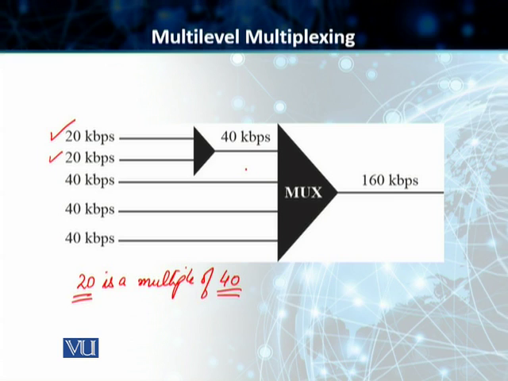So essentially, before going into the mux, the second level of mux, we have got a 40 kilobits per second line. This one is 40 kbps as well. Then we have got a 40 kbps third link, and then we have got a 40 kbps fourth link as well. So our data rates are now exactly the same, and therefore we get an output of 160 kilobits per second.